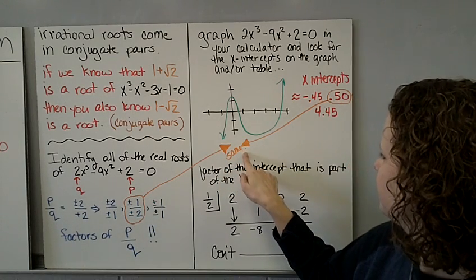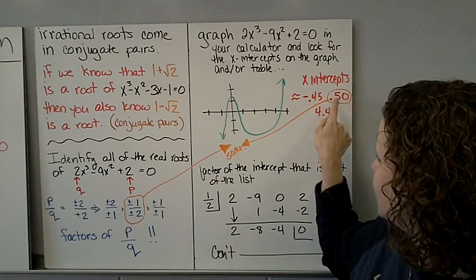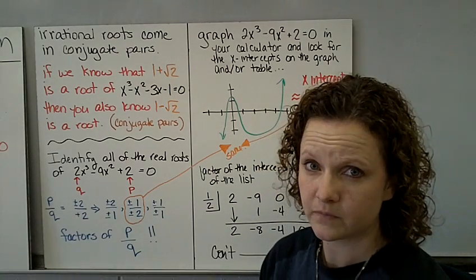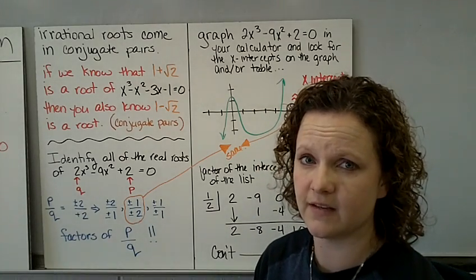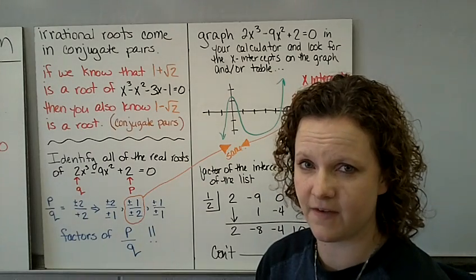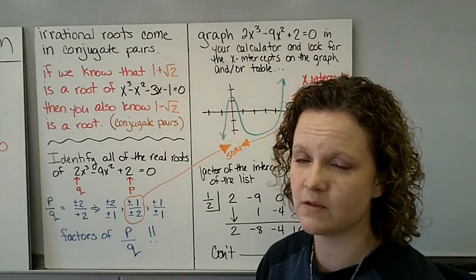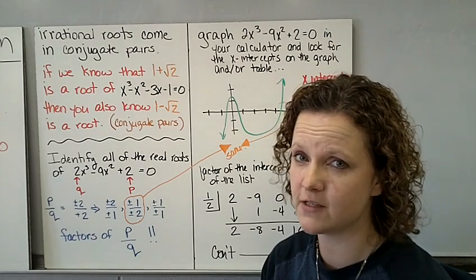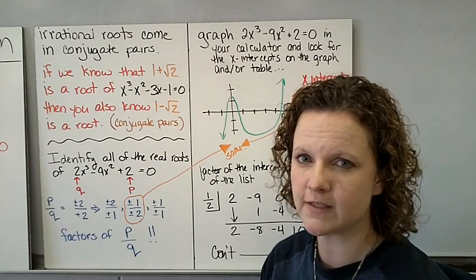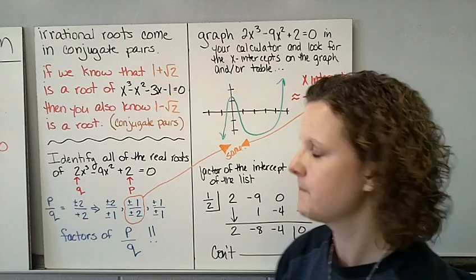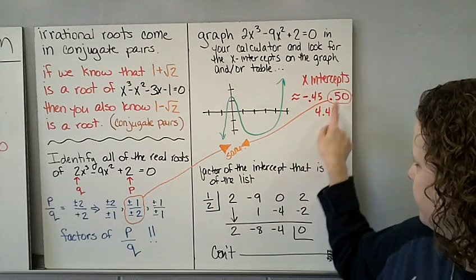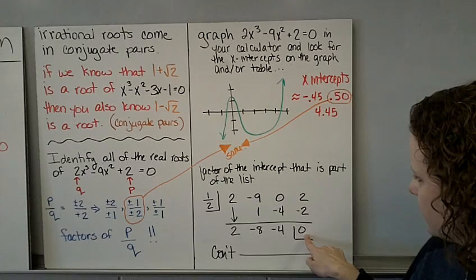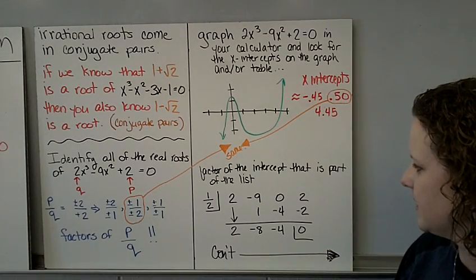Okay, they're the same. So I'm going to use that, because I know it's part of my list, to do the synthetic division to check to see that it's a factor. If I use x equals 1/2 to check to see if it's a factor, and I have a remainder of 0, remember, you know it's a factor with a remainder of 0. So 1/2, synthetic division. Okay, I got a remainder of 0.